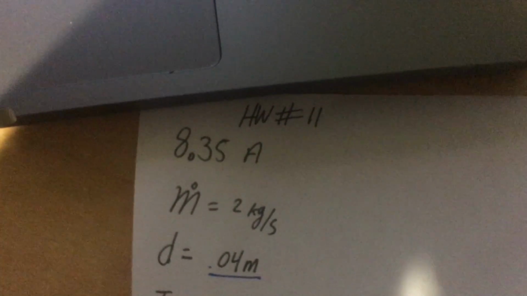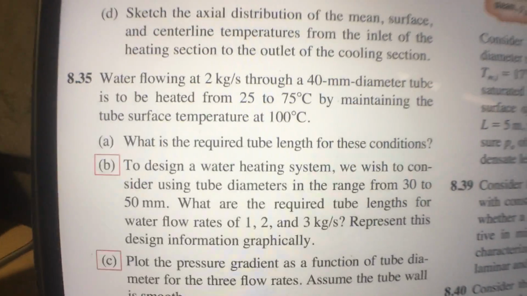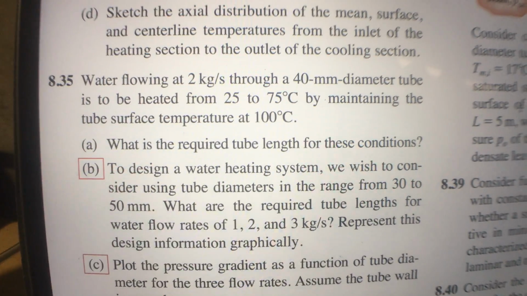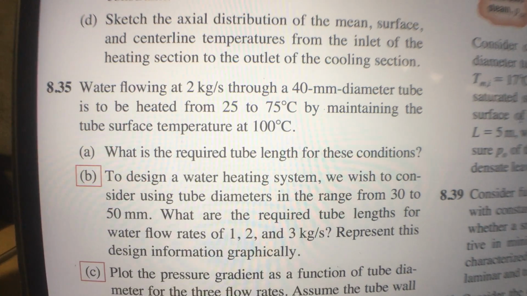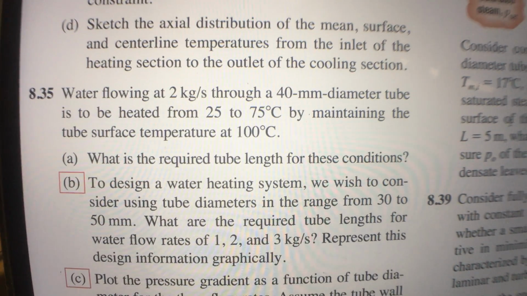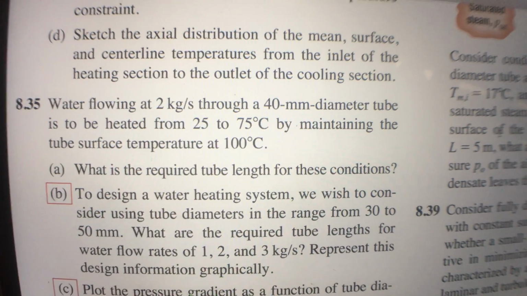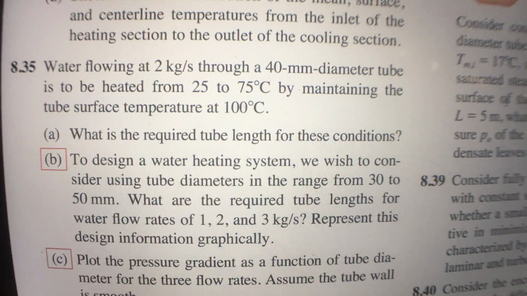For homework 11, problem 8.35a: water is flowing at 2 kilograms per second through a 40 millimeter diameter tube and is to be heated from 25 to 75 degrees Celsius by maintaining the tube surface temperature at 100 Celsius. What is the required tube length for these conditions?